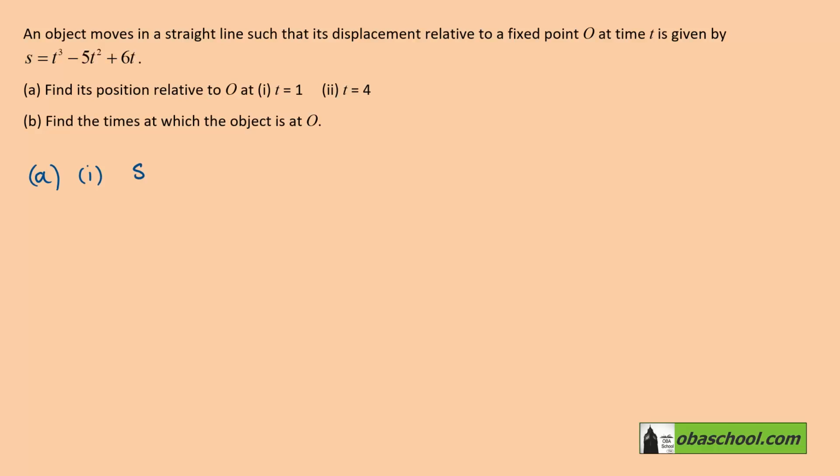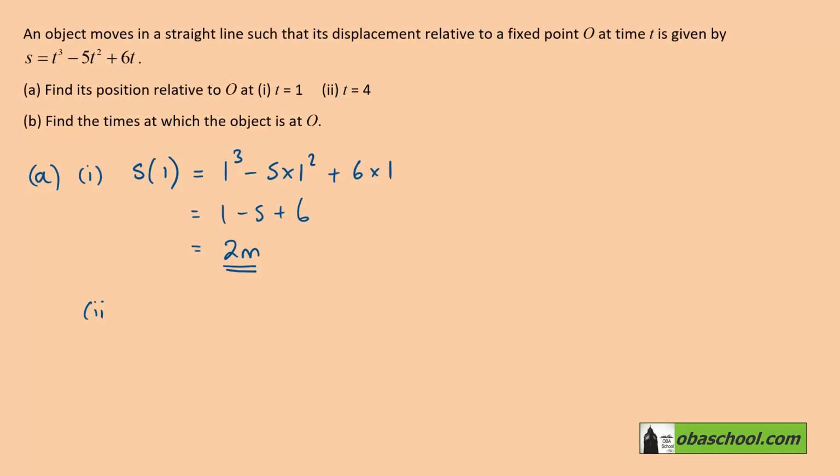So what we want is to evaluate s of 1, which is going to give me 1 cubed, take away 5 times 1 squared, plus 6 times 1, which is 1, take away 5, add 6, giving me 2 meters.